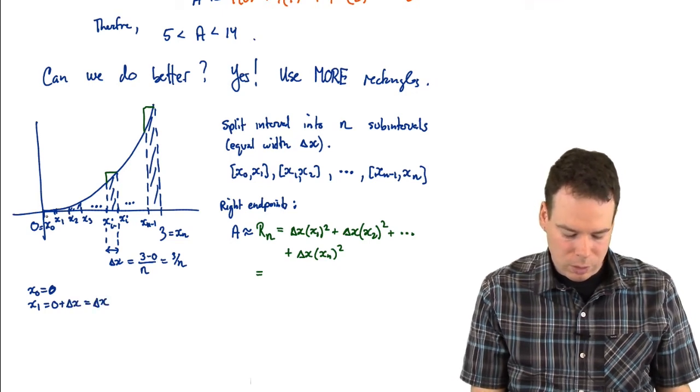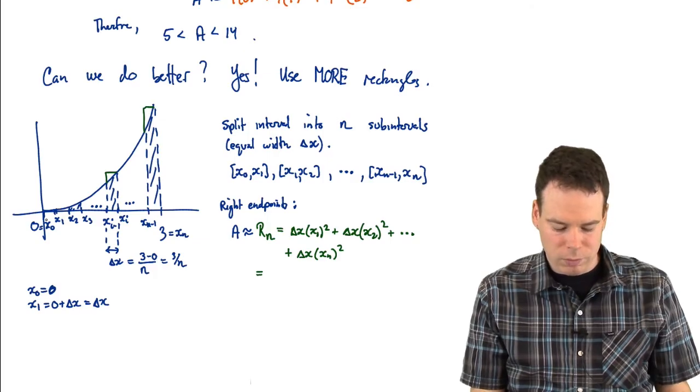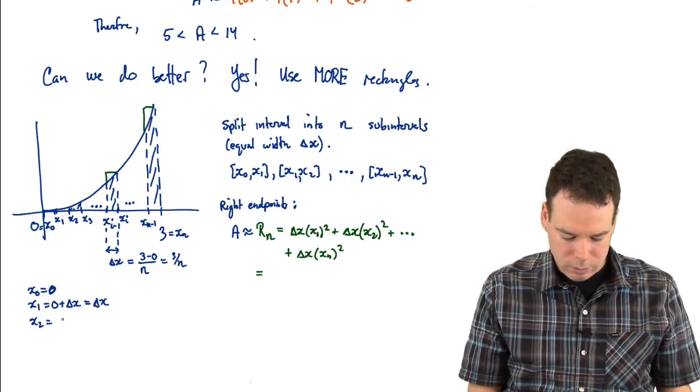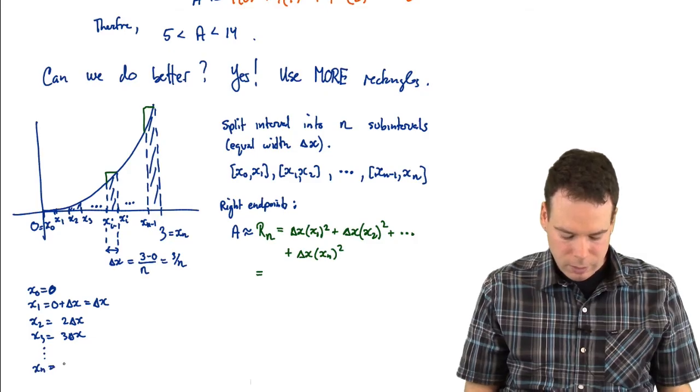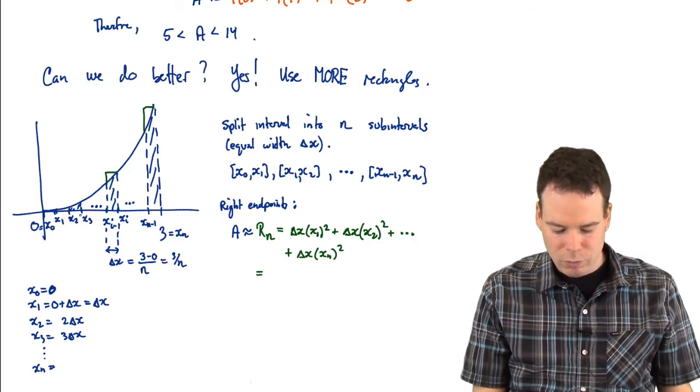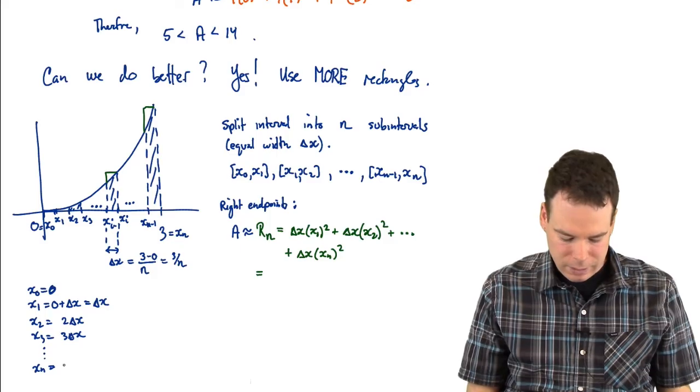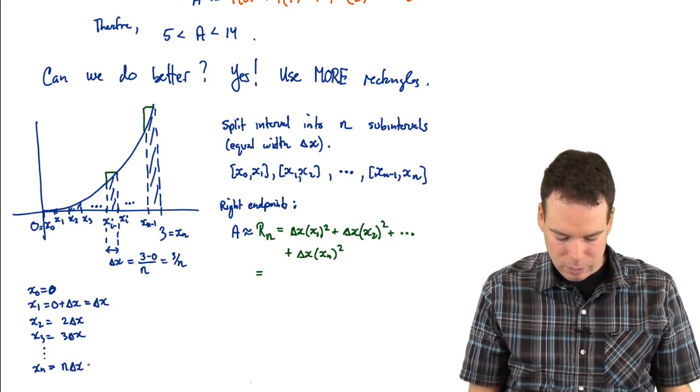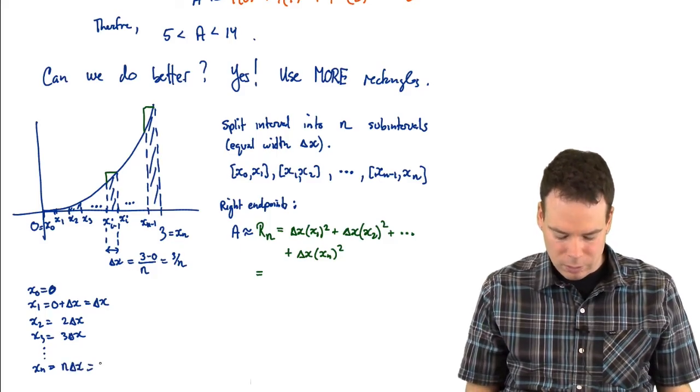What's x sub 2? Well, I had to move 2 delta x units over from 0. So that's just 2 delta x. What about x sub 3? Well, that would be 3 delta x. And so on, all the way down to x sub n. Starting at 0, I have to move over delta x units n times. So that's n times delta x. But remember, delta x was 3 over n, so this is just 3.